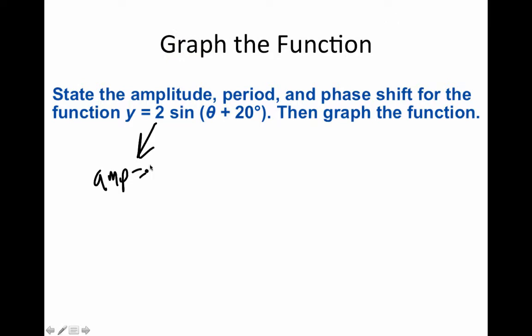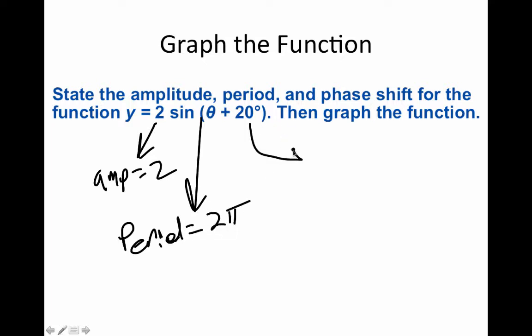Amplitude is 2. Period is 2 pi over b, which is 2 pi over 1. And then my phase shift, this will be 20 degrees to the left, because it's an opposite idea. So it goes right back to all of those different transformations that we did throughout the entire year.